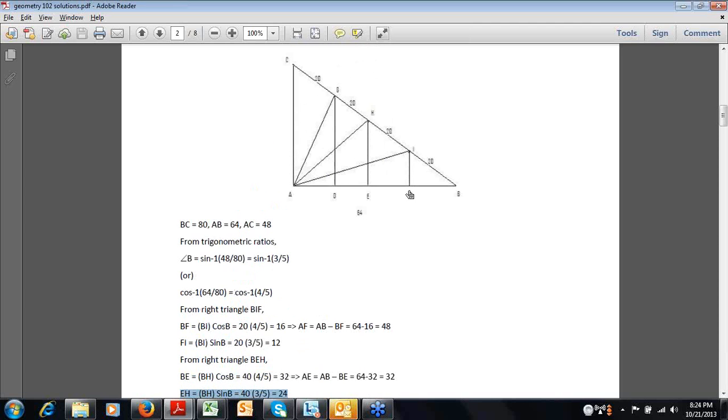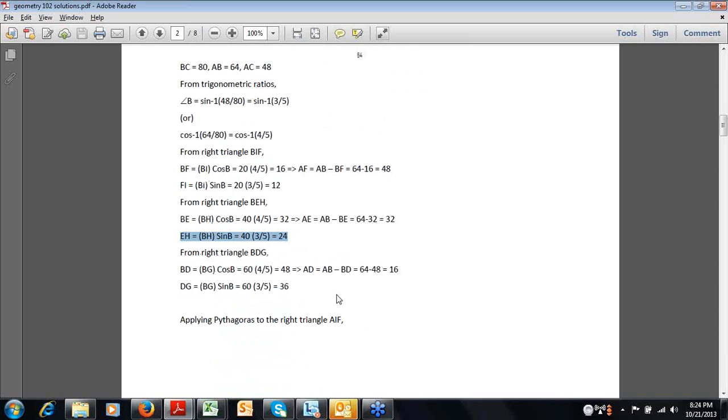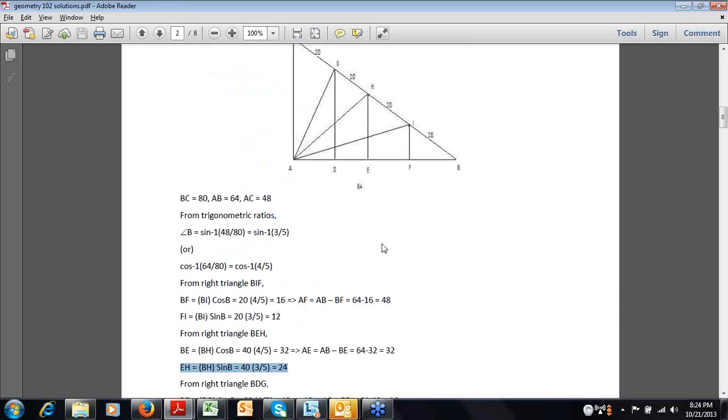Right angle BDG, again we have a right angle BDG. So in this right angle is 60 hypotenuse, and again we can calculate similarly 3 times. So it will be 16, 32 and 48.